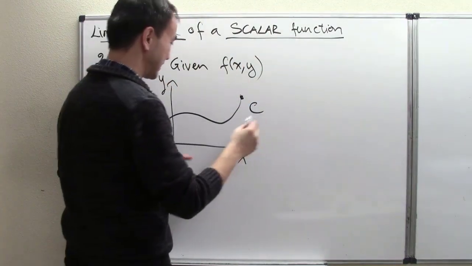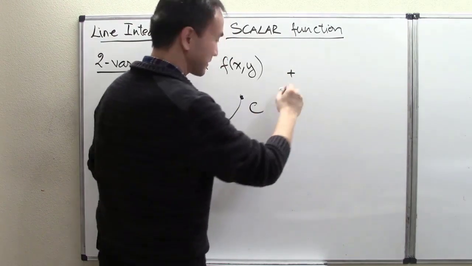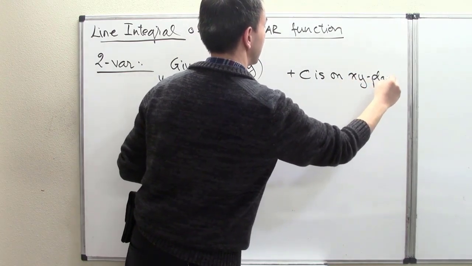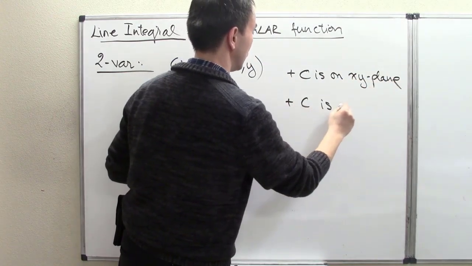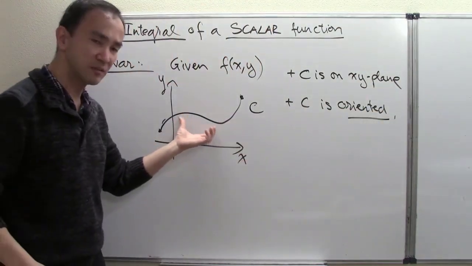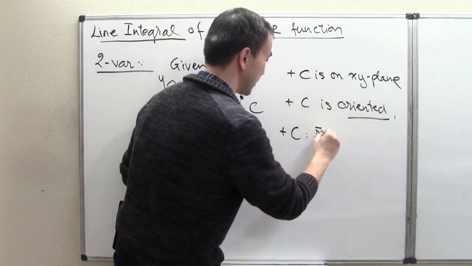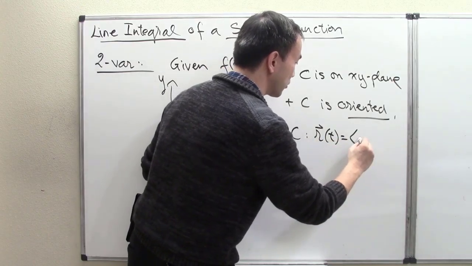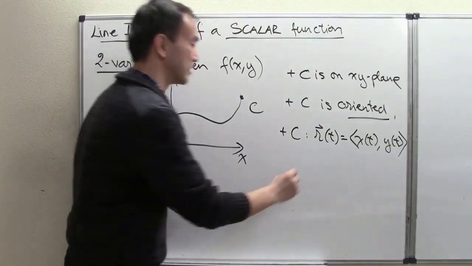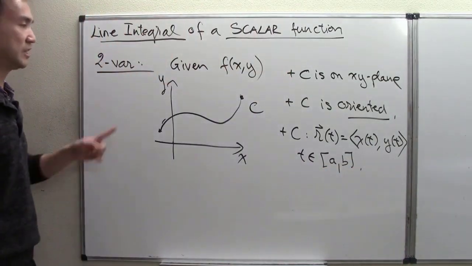So now you got to keep in mind a couple things, right? See, C is on the x and y plane, and C is oriented, meaning there will be some kind of parameterization describing this. To be precise, C can be described as a vector valued function r of t, with two components, x of t, comma, y of t. That's a parameterization right here, for t in between some value from a to b. Okay, so that's the case of a two-variable function.